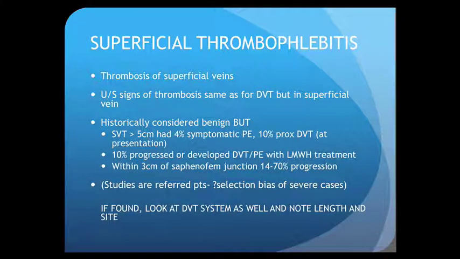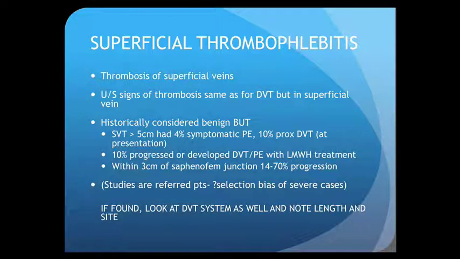If you treat patients with superficial thrombophlebitis with low molecular weight heparin, 10% of them can progress to develop a deep vein thrombosis or a pulmonary embolus. And in particular, those patients who've got thrombus near the saphenofemoral junction have a very high rate of progression to deep vein thrombosis. So pretty much everywhere will automatically treat these the same as deep vein thrombosis. So if you've got a long segment of clot or clot near the saphenofemoral junction, then these patients probably are going to need treatment.